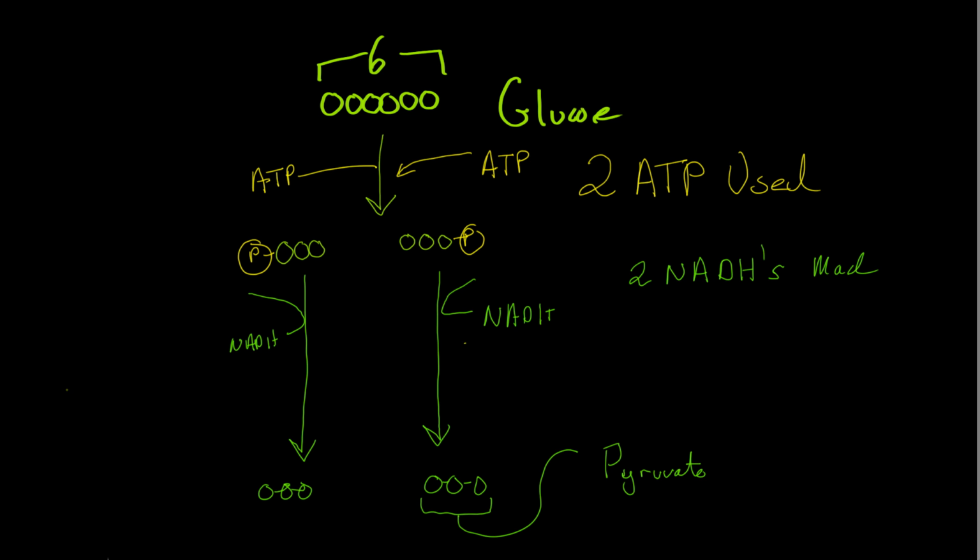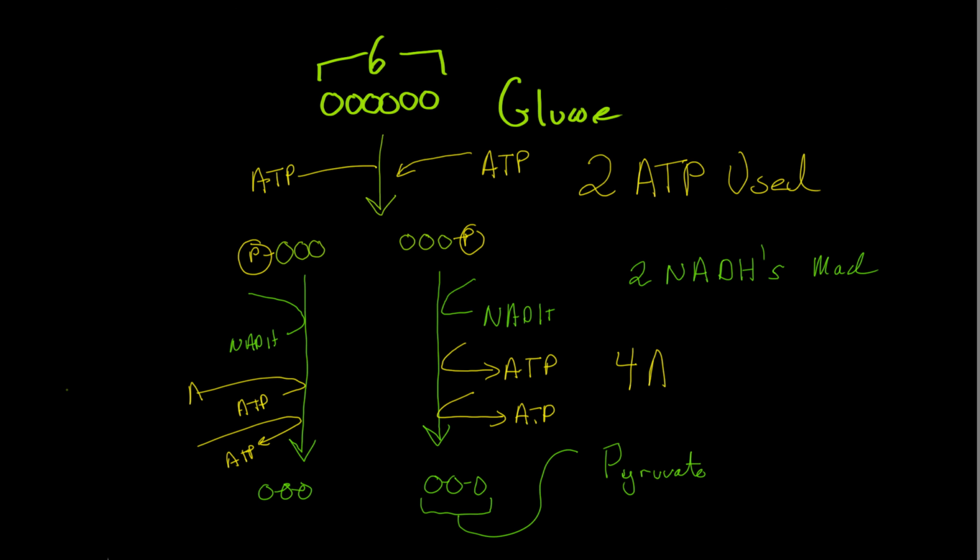Now, as we went through this process, we also made 2 ATPs per 3-carbon compound. So we made 4 ATPs. I'm going to put parentheses, gross, right? Your gross salary is what you make before you pay what you owe, right? So finally, again, as I said before, we made 2 pyruvates.